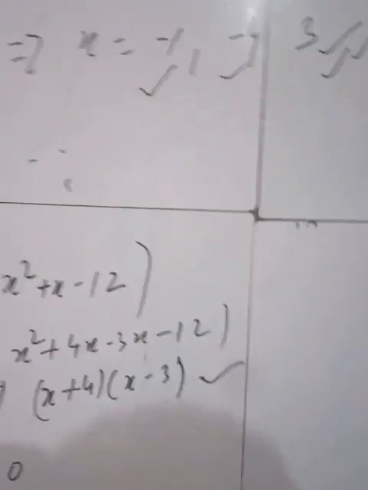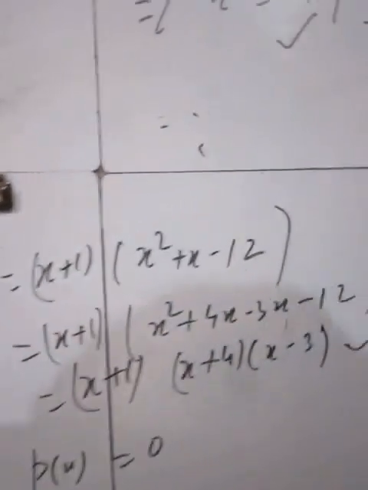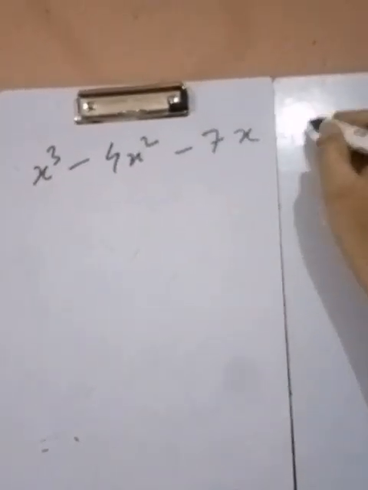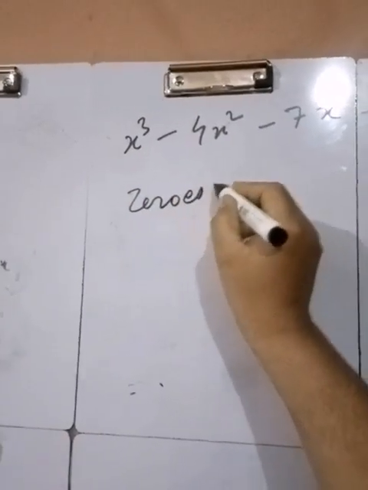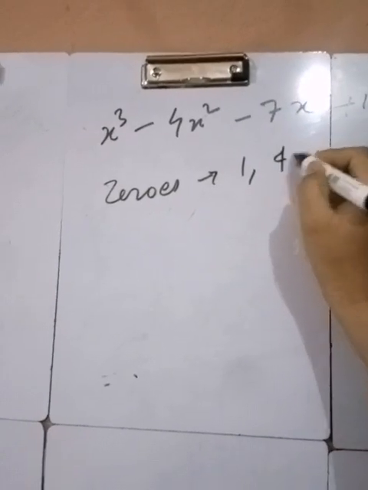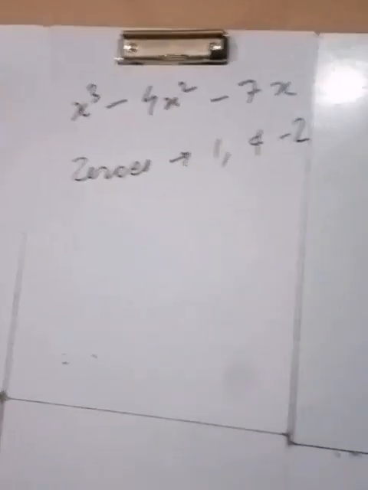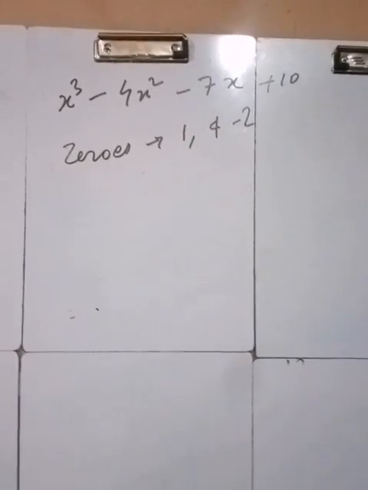Children, write down another question. If 1 and minus 2 are two zeros of the polynomial x cube minus 4x square minus 7x plus 10, then find its third zero.